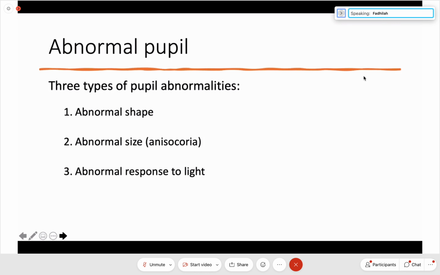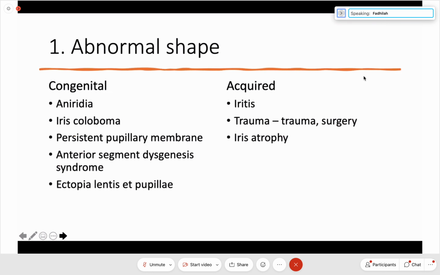So what are the abnormal pupils? Now that you know what is normal, what are the abnormal? This is how I classify abnormal pupils. The first one, they can be abnormal in shape. The second one, they can be abnormal in size. You know, one small, one bigger, what we call anisocoria. And the third one, they can be abnormal in terms of response to light.